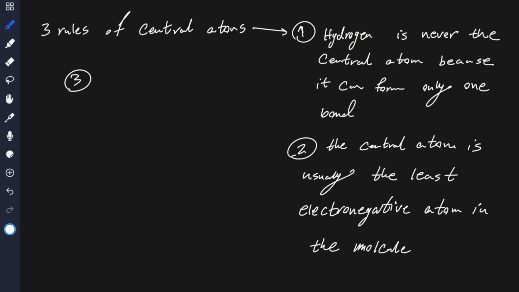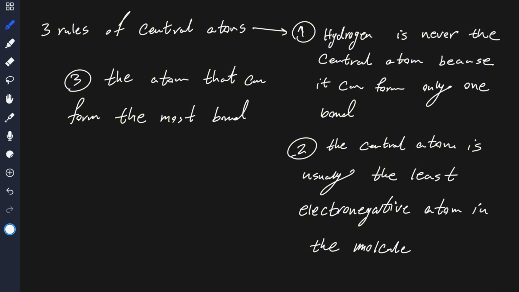Number 3. The atom that can form the most bonds is often the central atom. Like what? Like carbon.